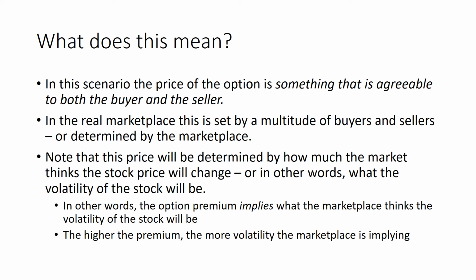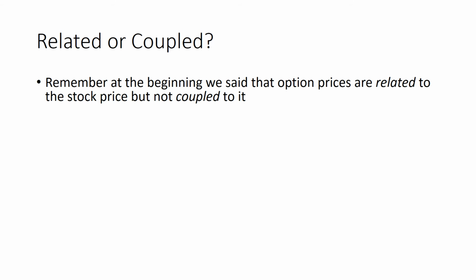The buyer thinks that if he buys the option now, the stock will move enough to make up for the premium, and the seller thinks that he's made enough money that he doesn't think it's going to move anymore. So it's kind of like an equilibrium point. So this brings this back. At the beginning we said that this option price is related to the stock price, but it's not coupled to it.